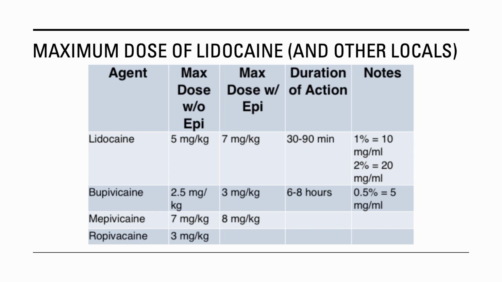Bupivacaine tends to be a little bit more cardiotoxic and neurotoxic because of the long duration, and tends to be a little bit more dangerous. So the maximum dose without epinephrine is 2.5 milligrams per kilogram, and it doesn't change too much if you give epinephrine with that as well, 3 milligrams per kilogram. Mepivacaine is 7 milligrams per kilogram or 8, and ropivacaine, they say 3 milligrams per kilogram, although we often treat this the same as bupivacaine.